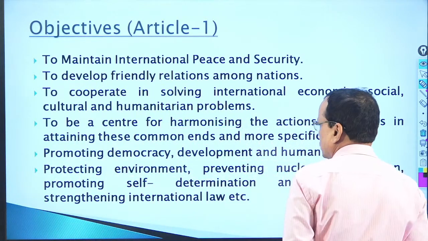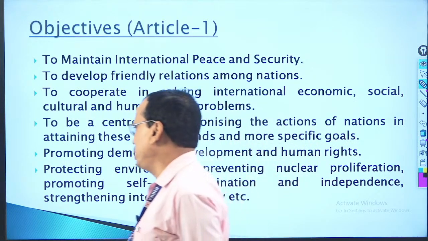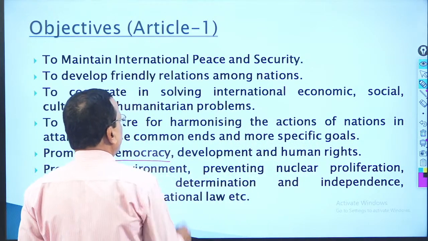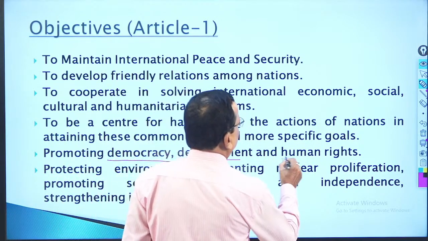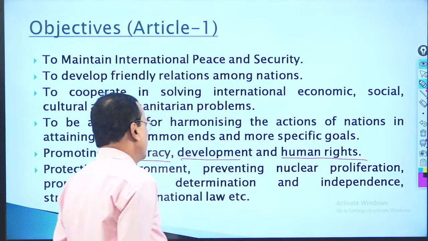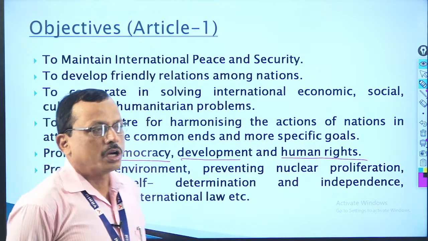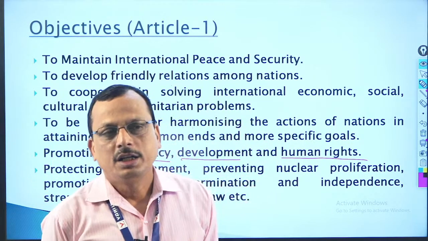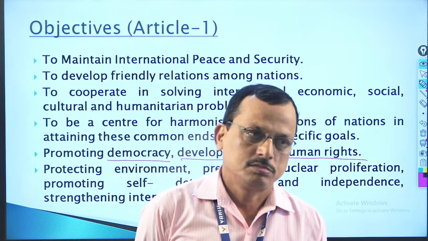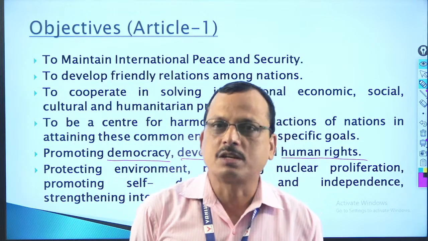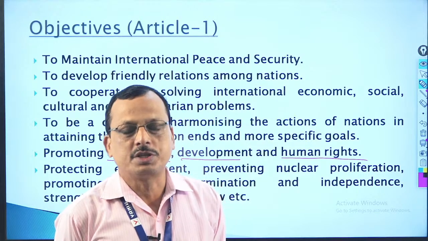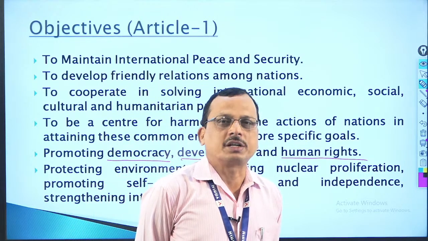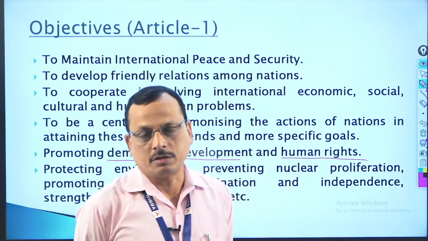Moving forward, the next objective is promoting democracy, development and human rights. You know, countries were under colonial rule. Prior to that, they were under the monarchy. Before the colonial masters came and took over the administration, most of the countries were ruled by their respective monarchs, kings or emperors.